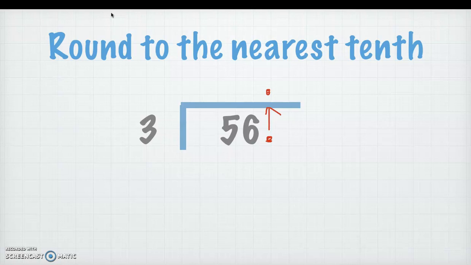Now let's go ahead and divide. How many times can 3 go into 5? 3 can go into 5 once. So let's subtract that 3. 5 minus 3 equals 2. We bring down the 6. We have 26. How many times can 3 go into 26? We have 8 times. 8 times 3 equals 24.